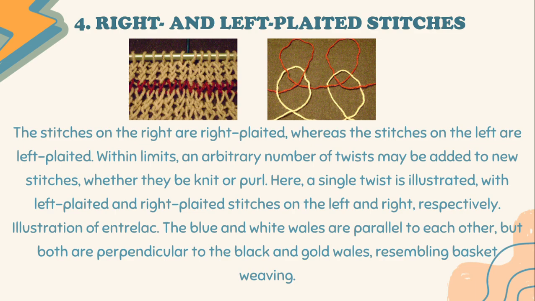On the left and right, respectively, illustration of interlock. The blue and white wheels are parallel to each other, but both are perpendicular to the black and gold wheels, resembling basket weaving.